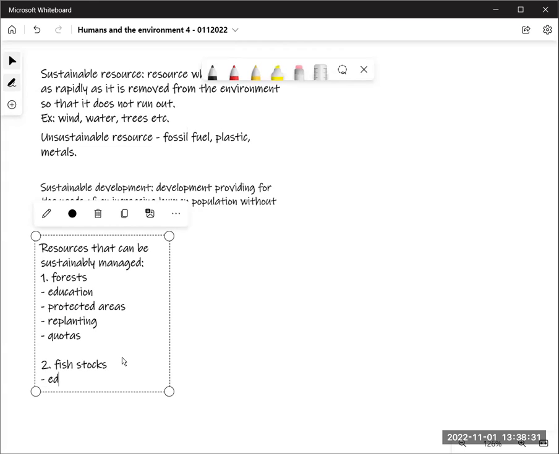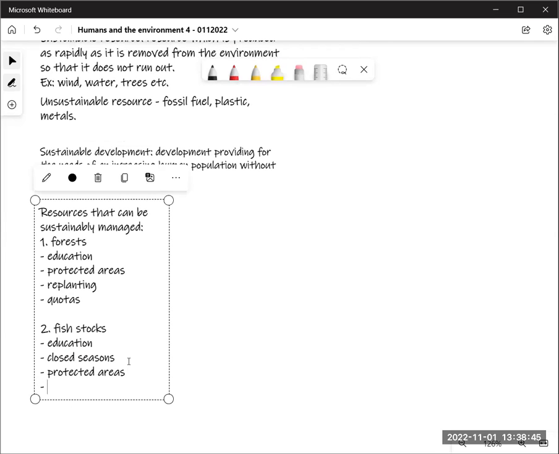So we have these fish stocks: education, closed seasons, protected areas, controlled net types. What kind of nets are the fishermen using? Mesh size. Let's just say control net types and mesh size. Quotas and monitoring.